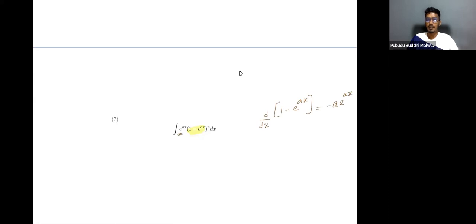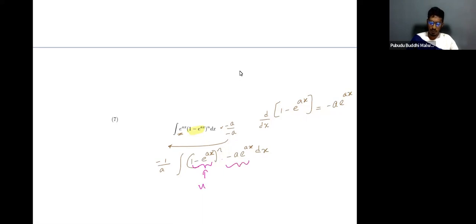We can easily create that by multiplying and dividing this integral by minus a. Minus a over minus a, that's just 1. So that's the idea. Then we can take this minus a out as a common factor, like this. Then basically 1 minus exponential ax times minus a exponential ax dx. So this is the substitution u. This is the derivative.